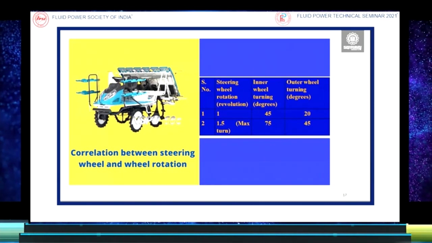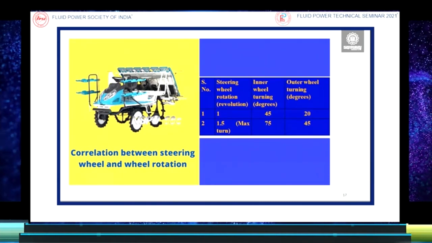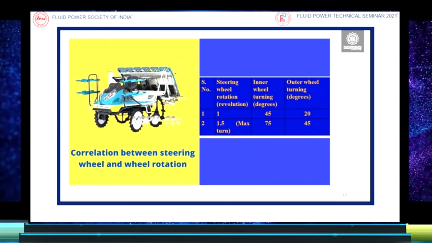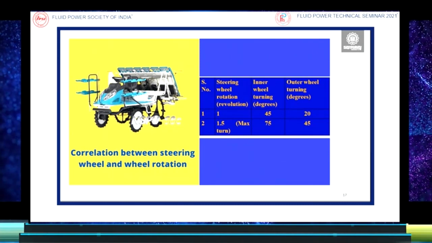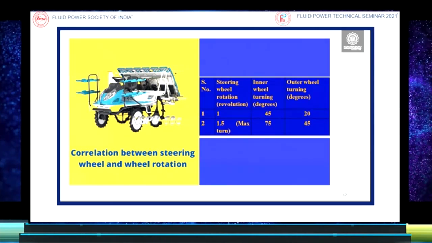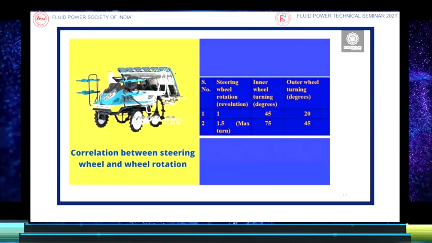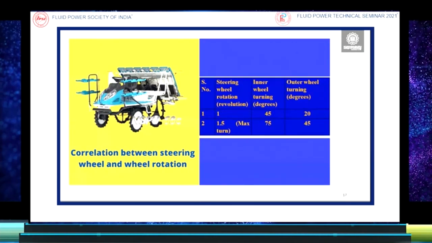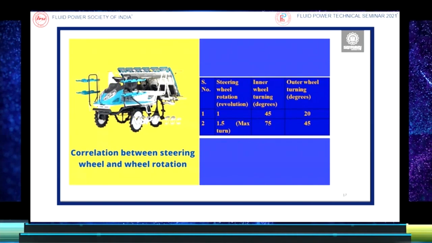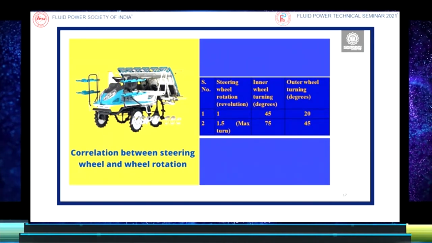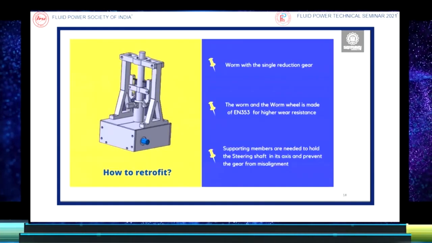The turning radius is about 25 centimeters. It means that it can almost reach a zero-degree turning radius, so from a standing position it can turn, unlike the roots machine, where it may disturb the soil, but we should not disturb the soil. So it has a turning radius of 25 centimeters. This is the correlation for the inner wheel and outer wheel. I will skip this one.